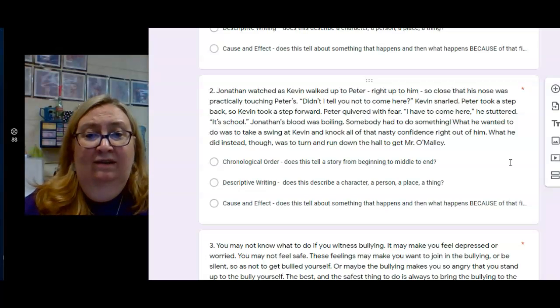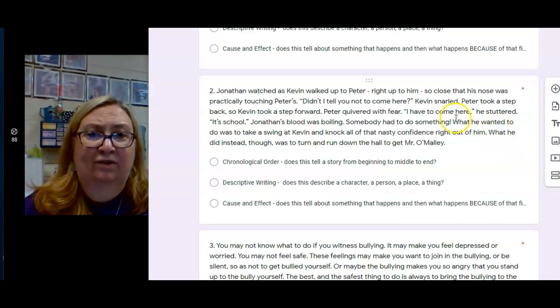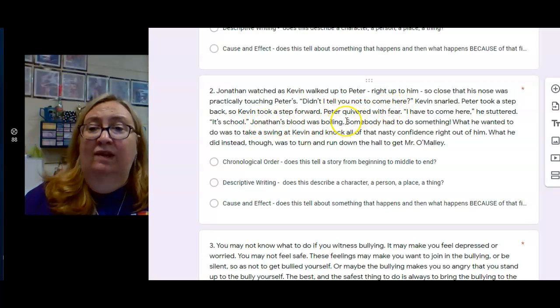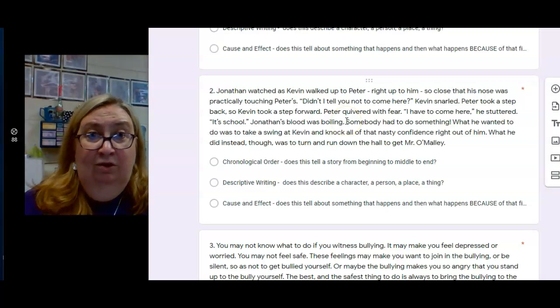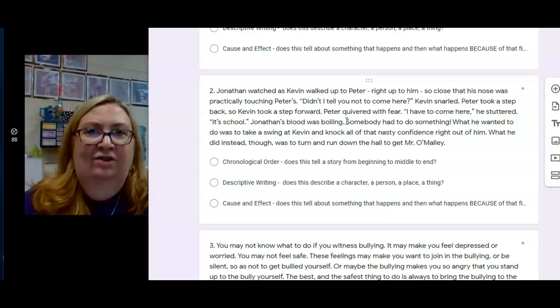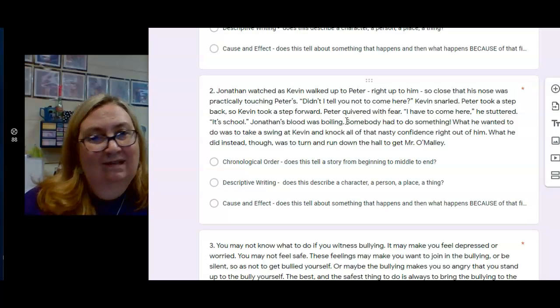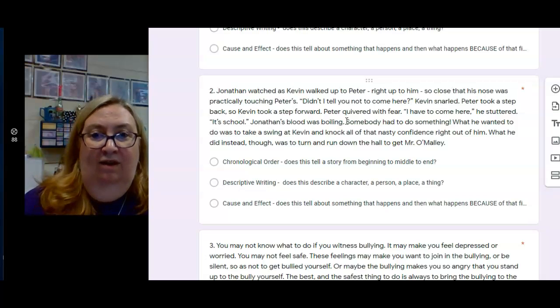Is it descriptive writing? Does this describe a character, a person, a place, or a thing? There are some describing things in here. I know they were standing nose to nose. I know that Peter quivered with fear. I know Jonathan's blood was boiling, but just because it uses good adjectives, that's just good writing. It's not a descriptive structure. It just has some describing words in it. This does way more than just describe a person, a place, or a thing. So I'm going to say it's definitely more chronological than it is descriptive.